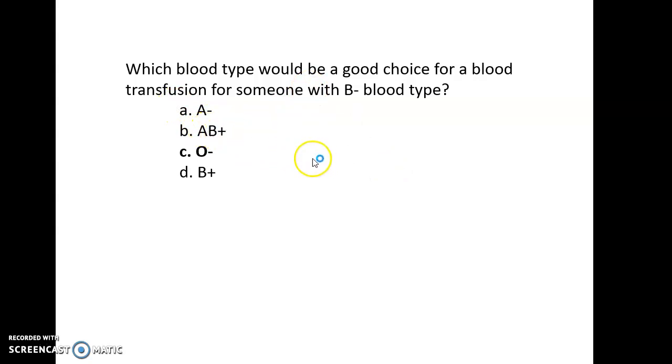You can't give them AB plus because, again, they don't have the A antigen, so you would kill them if you gave them that. And you can't give them B plus because of that Rh antigen. They don't have it. They have minus, so you could potentially kill them if you give them B positive blood. The only type out of these options is O negative. The only other option would be B negative.